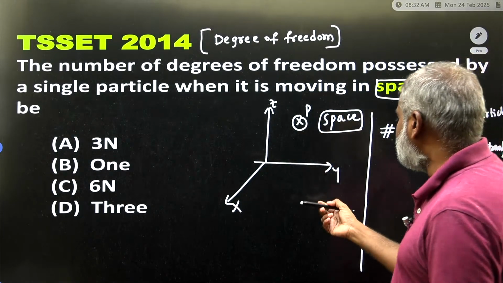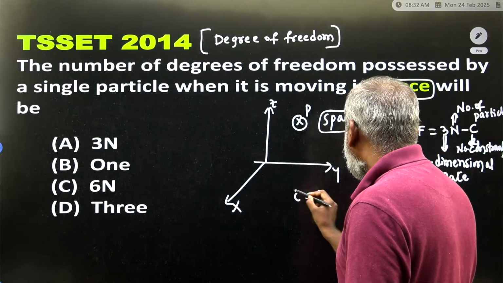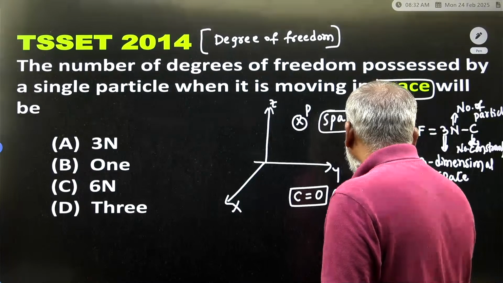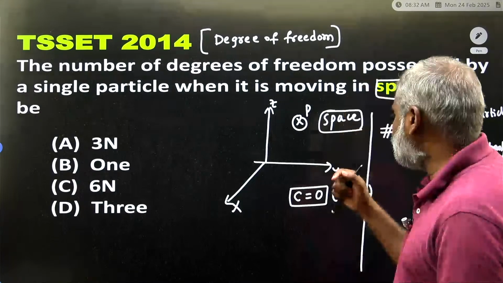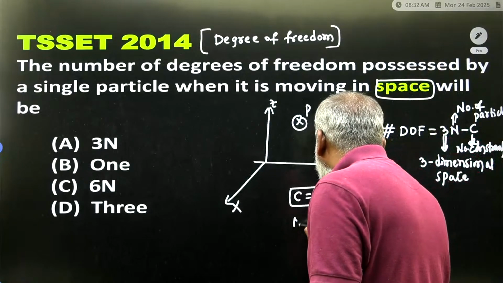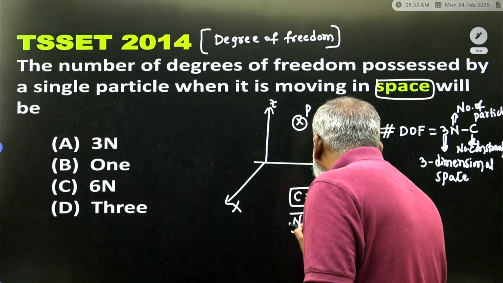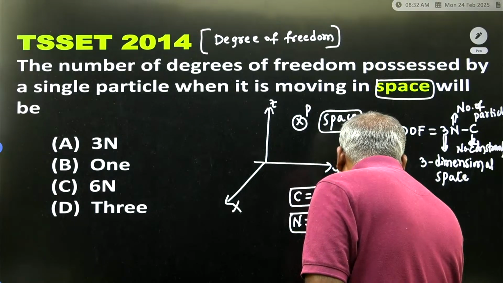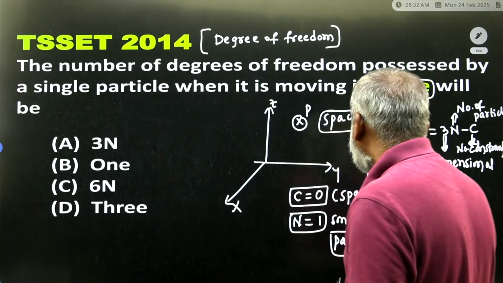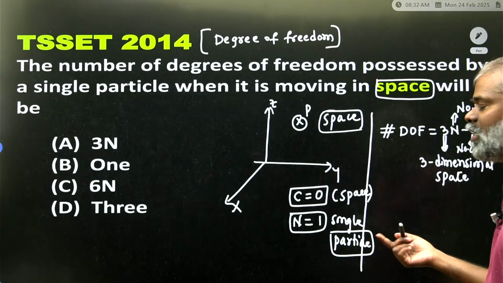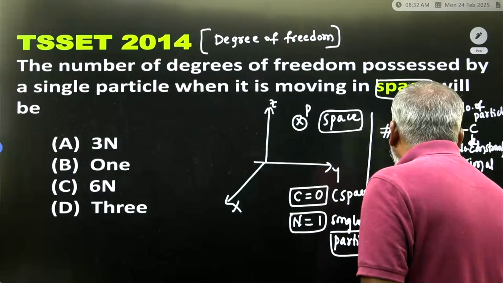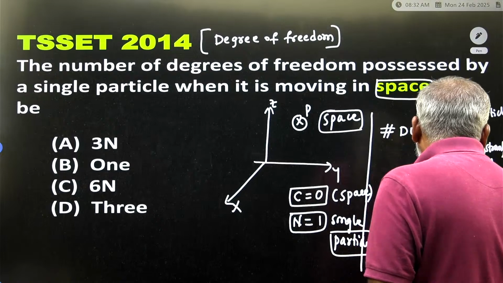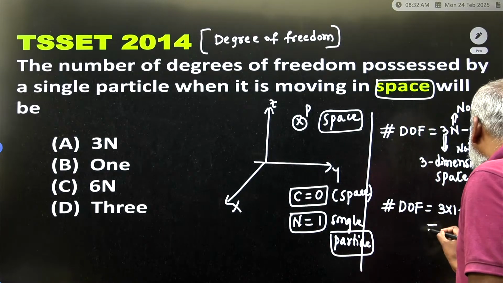Here, is any constraint there? c is equal to 0. The particle is moving in space, and there is no constraint attached to it. The number of particles n is equal to 1, only a single particle. And 3 is the dimension, since it is three-dimensional. Therefore, the number of degrees of freedom is 3 into 1 minus 0, which is equal to 3.